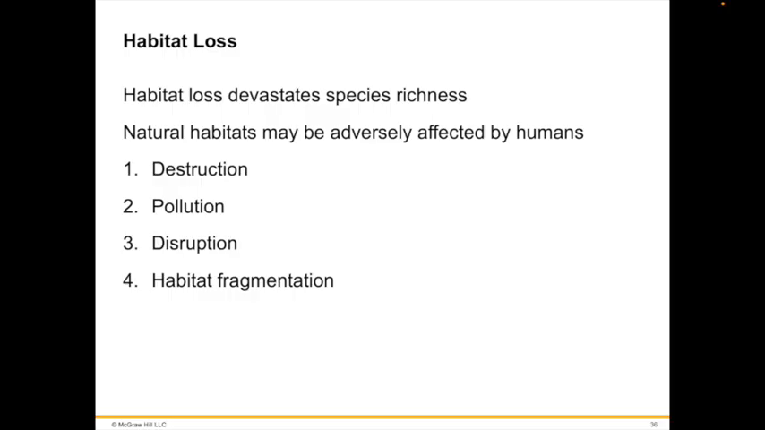Habitat loss is the most important cause of modern-day extinction, and we saw that in table 58.3. Given the tremendous amounts of ongoing destruction of all types of habitat, from rainforest to ocean floor, this should come as no surprise. Natural habitats may be adversely affected by humans in four ways: destruction, pollution, disruption, and habitat fragmentation.